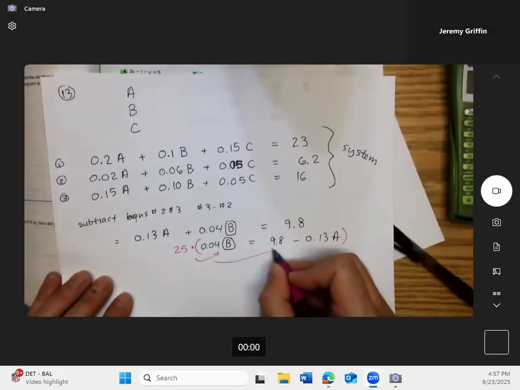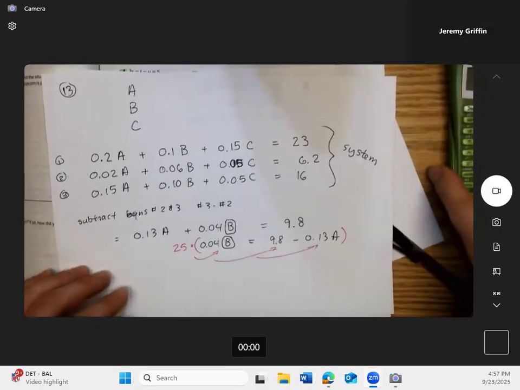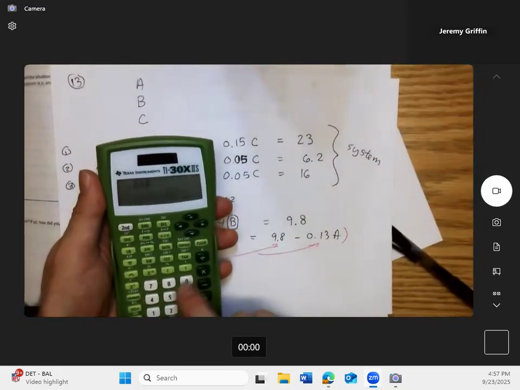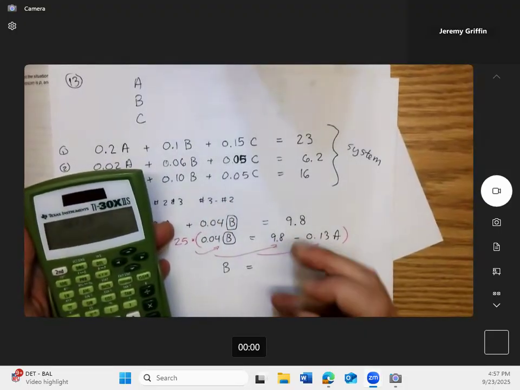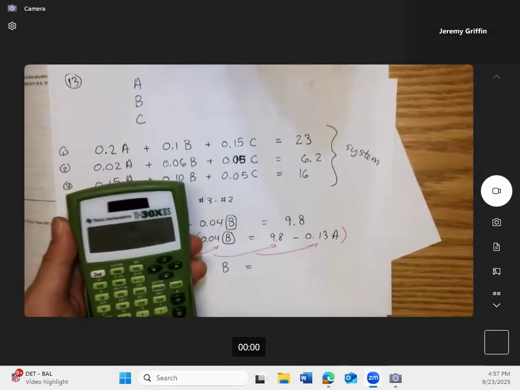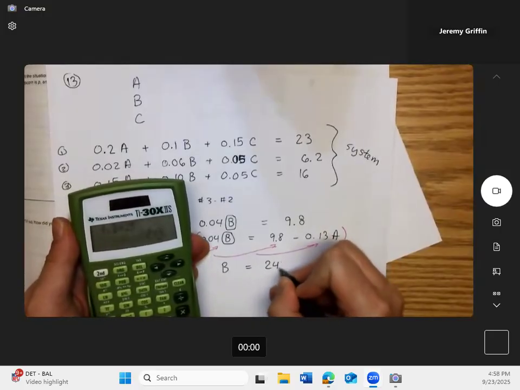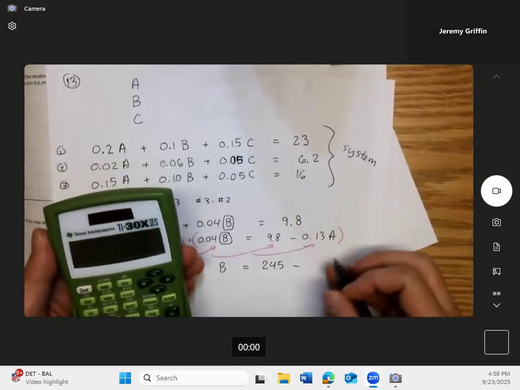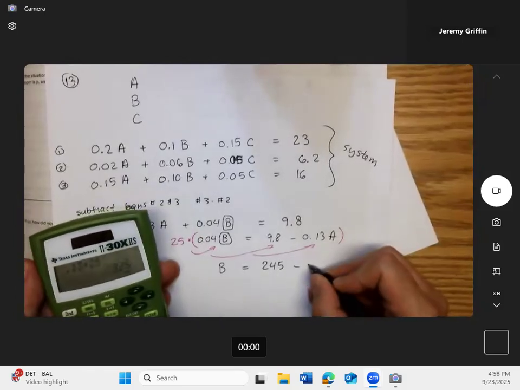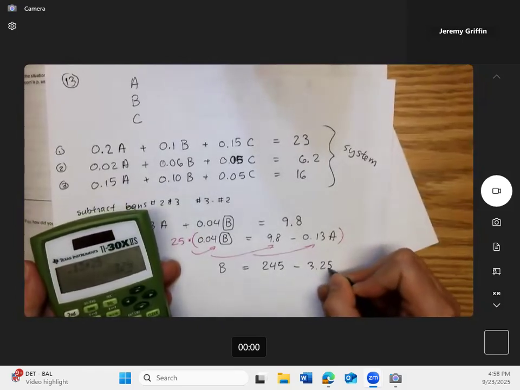So distribute. Just to show you that works, 0.04 times 25 is 1. So B equals, and what's 9.8 times 25? It's 245. And then 0.13 times 25, it's negative, so 3.25, and that's in terms of A.